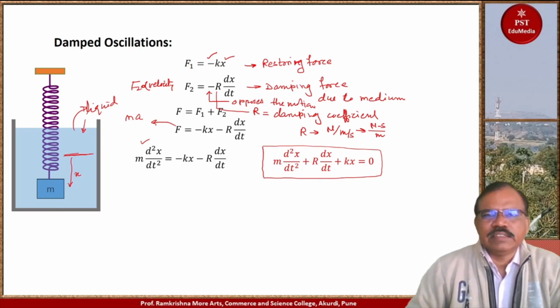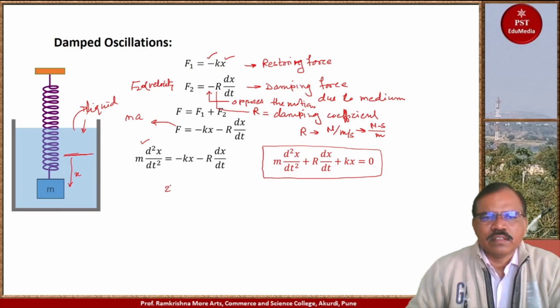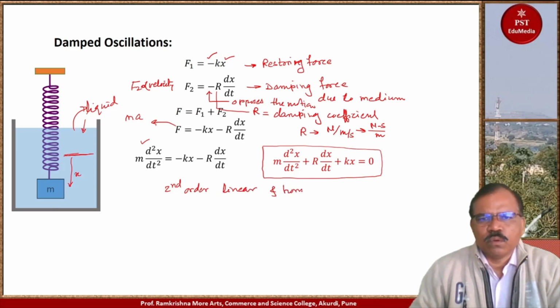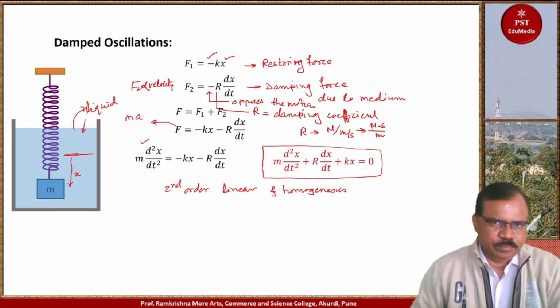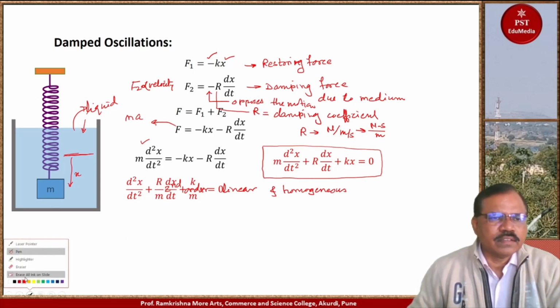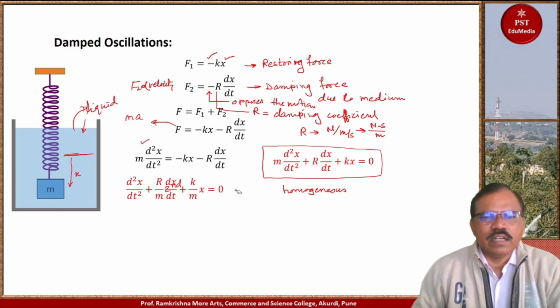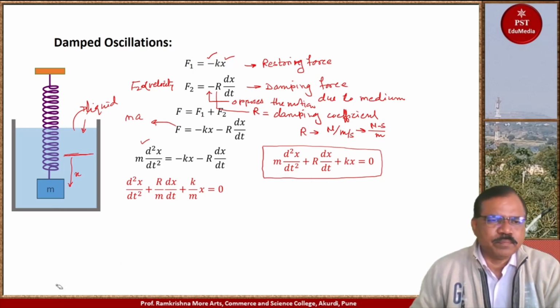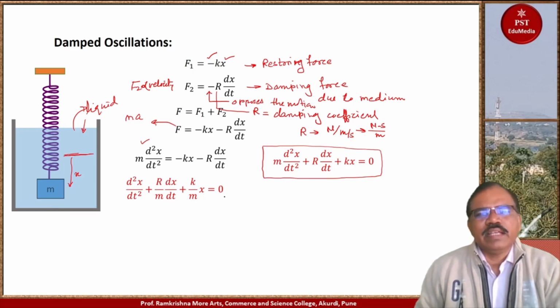Now see here, this is a second order linear homogeneous differential equation. So we can divide throughout by m. We will get d2x by dt square plus r by m into dx by dt plus k by m x is equal to 0.